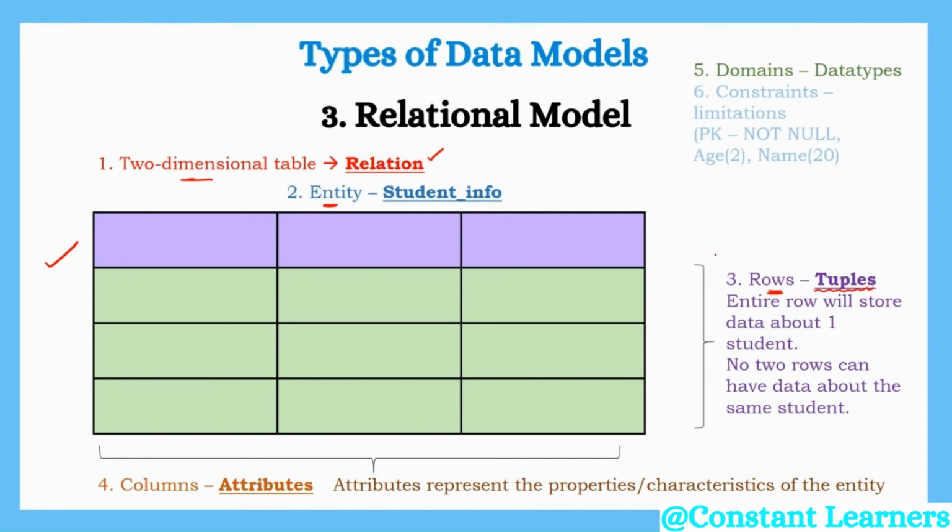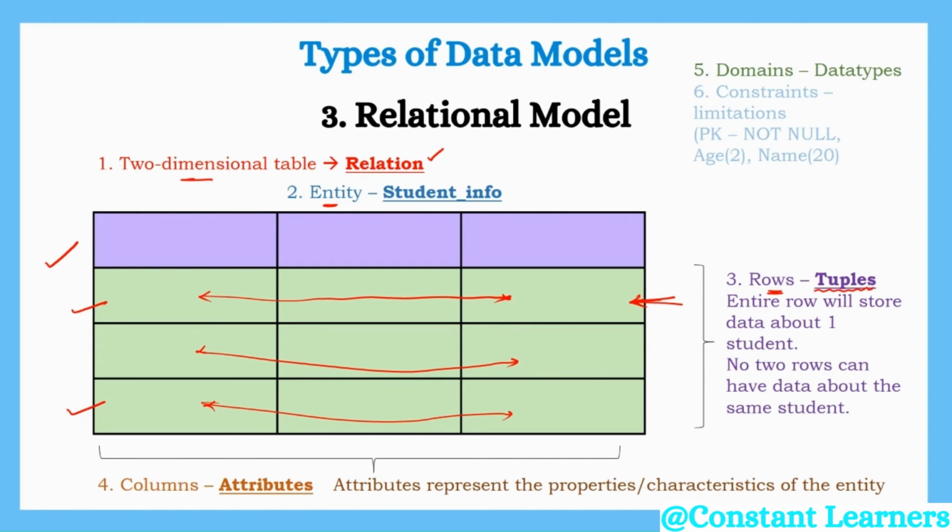And these rows represent a single record. That means this particular row is going to store data about one particular entry. Like if this is a student table, then this entire row here is going to store data about one student only. So in each row, we are storing data about one particular entry. Also, no two rows can have data about the same student. That means there cannot be any repetitive or redundant data.